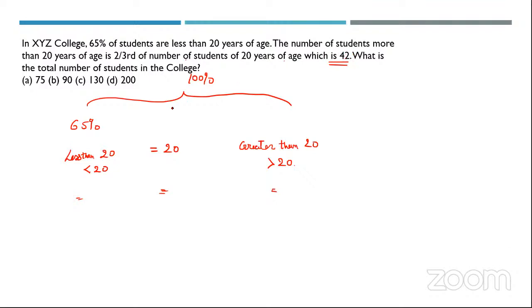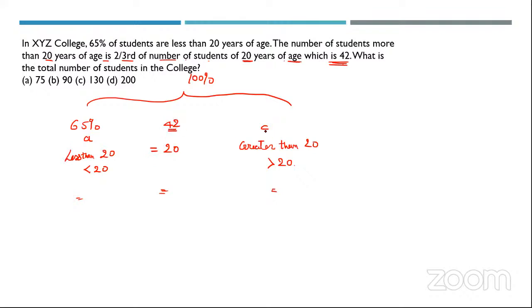So what is 42? Should I write it at the place of A, or B, or C? What is 42? Quickly. A, B, C, where should I write 42? B, right? Yes, the number of students more than 20 years of age is 2/3 of the number of students of 20 years of age, which is 42. It means that we got to know that this number is 42.